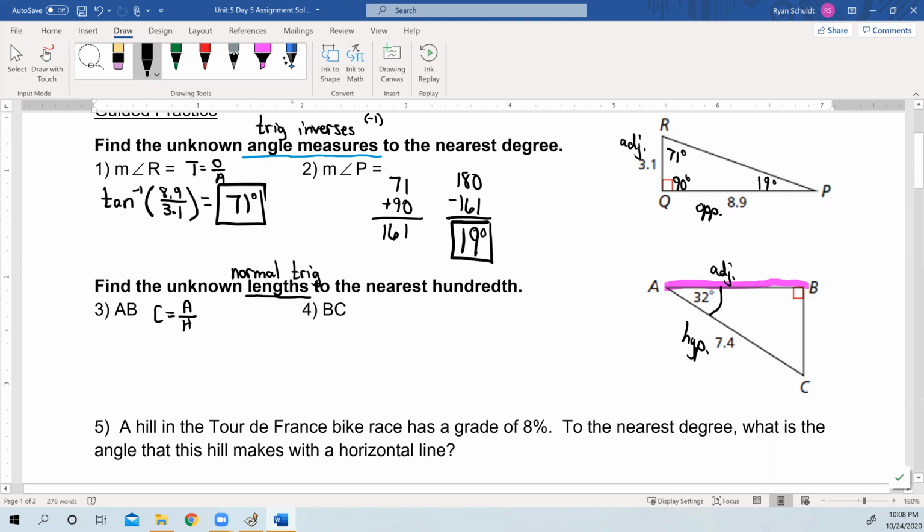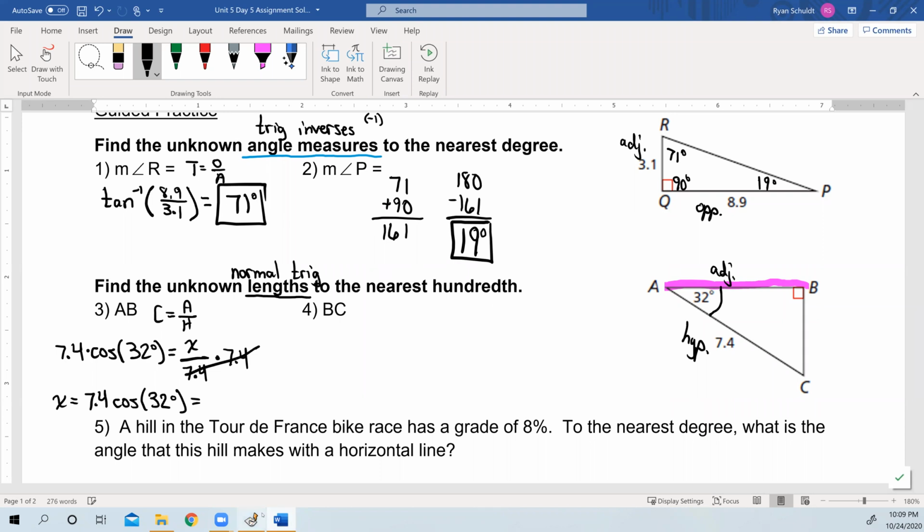Okay, well, let's fill in what we know. We know the cosine of 32 degrees is equal to our adjacent, which we don't know, over 7.4. Now let's get rid of the 7.4 because I don't like fractions. So we're going to have x equals 7.4 times the cosine of 32 degrees.